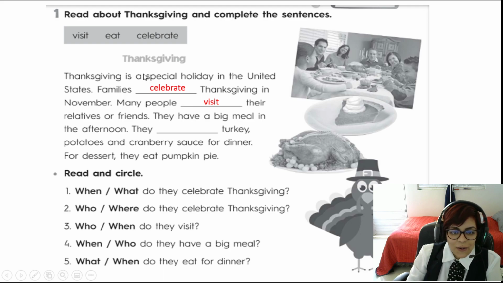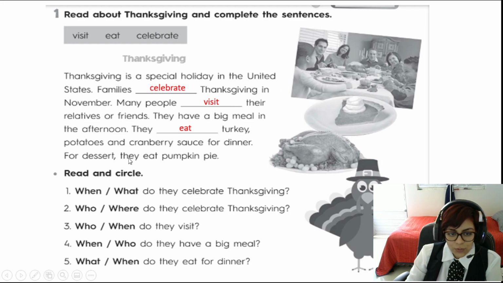So they have a big meal in the afternoon, and they eat turkey. That's what they eat. They eat the turkey with potatoes and cranberry sauce for dinner. And for dessert, they eat pumpkin pie. This is their dessert, okay?